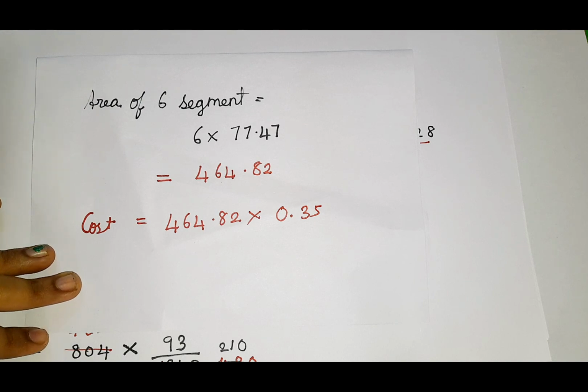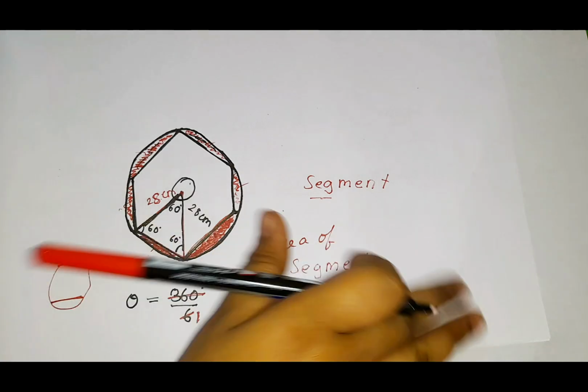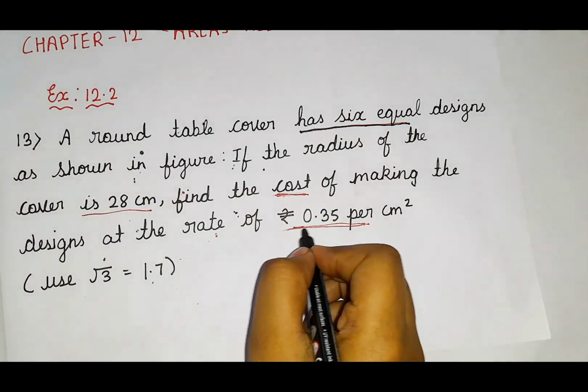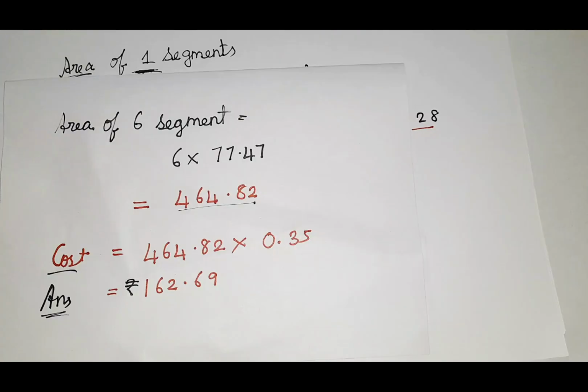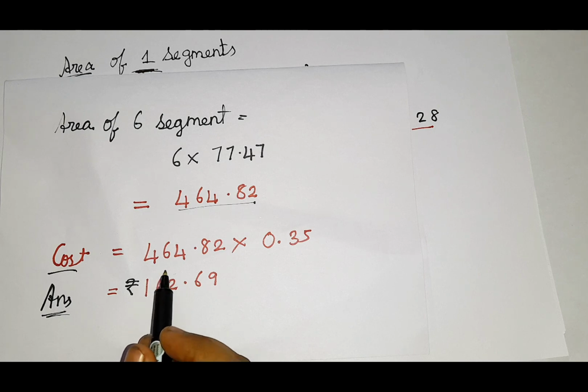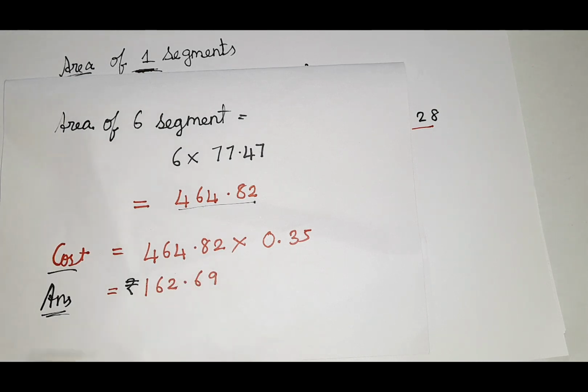If you have a doubt, I'll show you guys. Here they mentioned 0.35, so that's why I multiplied by 0.35. So guys, when I multiply 464.82 into 0.35, I get this value, that is 162.69. So this is the cost.